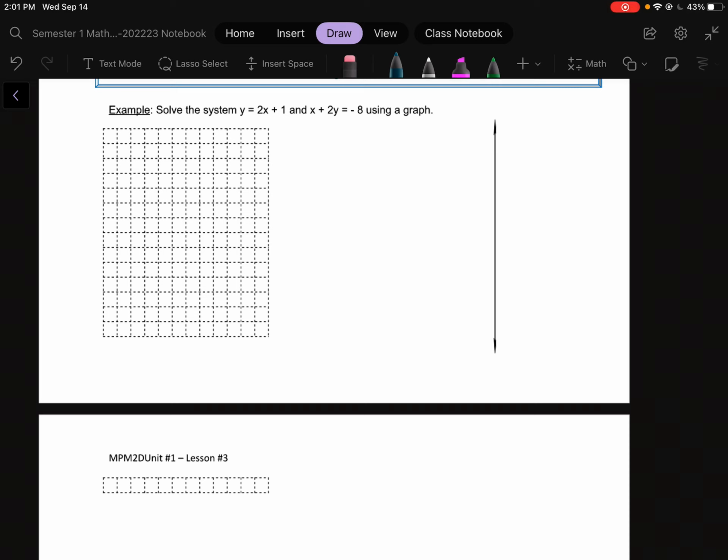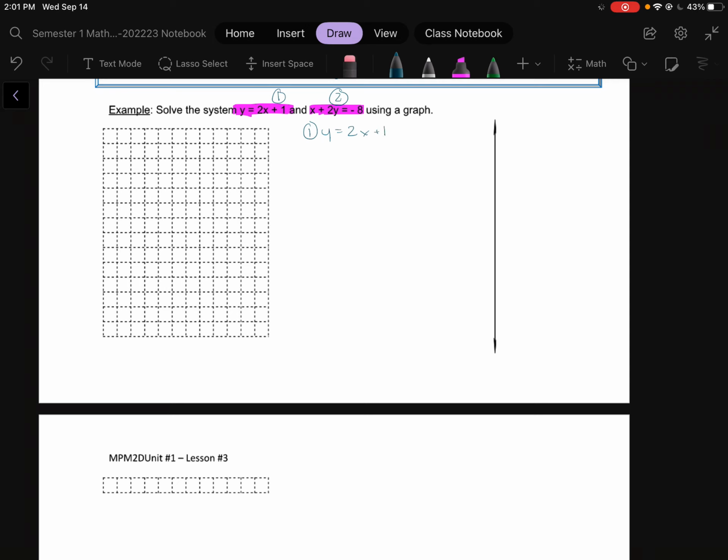It says solve the system y equals 2x plus 1, and x plus 2y equals -8. Always highlight your important values. We're going to number this 1 and this 2, because we're going to solve for it and space it out a little bit. Our first one here is y equals 2x plus 1. That's going to be really important to remember.